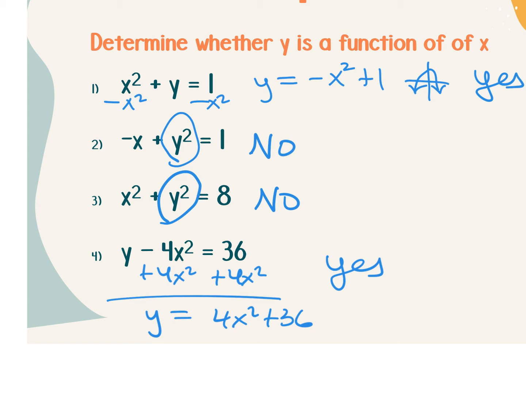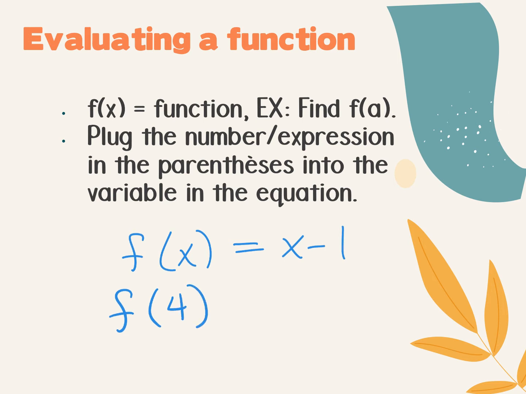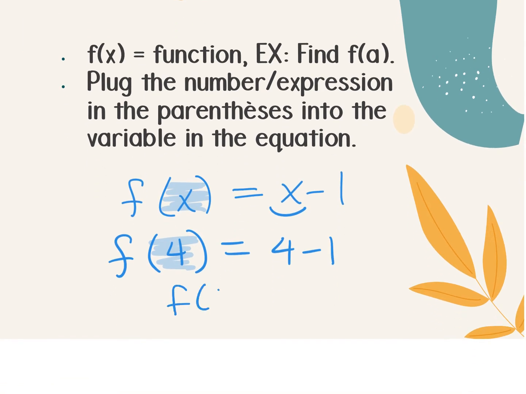All right, next we're going to learn how to evaluate a function. So when we want to evaluate a function, again, f of x is the function notation. What they're going to do is, if I give you an equation, let's say it's f of x equals x minus 1, they're going to give you a number in the parentheses. Remember, this number, what's in here, is the x value. So all you're going to do is take the given function or equation, replace where we see an x with the number that's in the parentheses, do the math, and f of 4 is equal to 3.